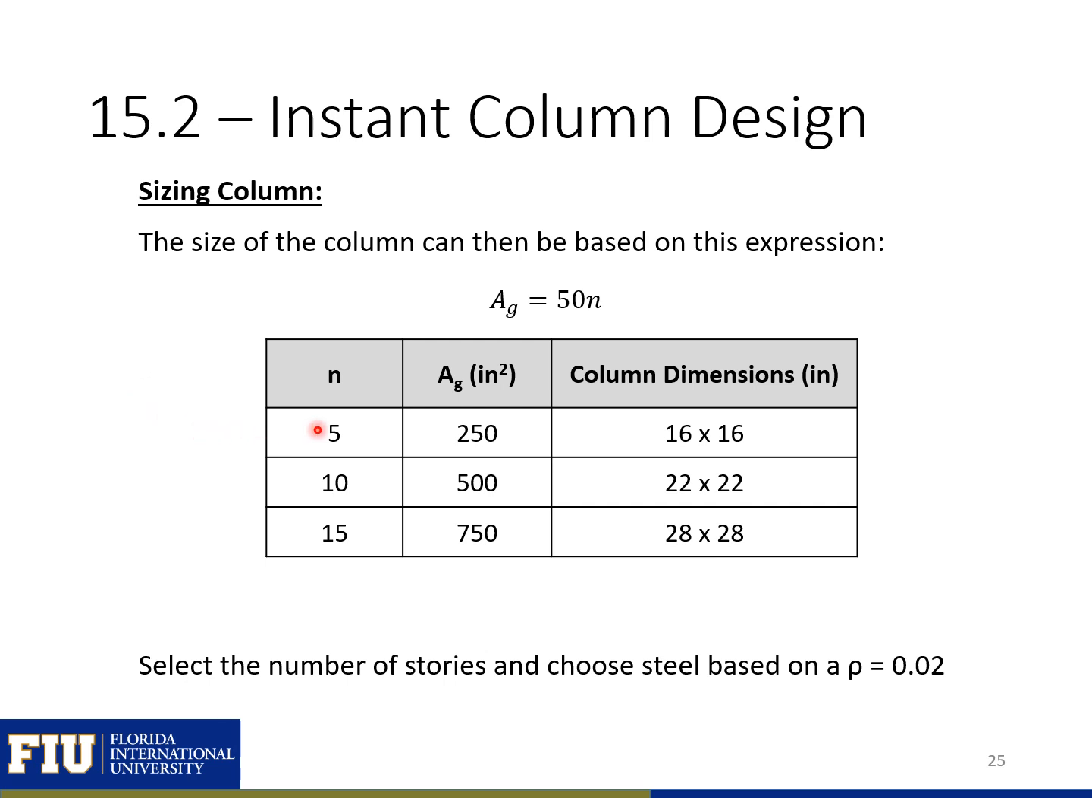So if we have 5 stories, we'll have a required gross area of 250 square inches. So our column dimension can be 16 by 16. For 10 stories, we'll need 500 square inches, so we'll start with a 22 by 22 inch column. And for 15 stories, we'll need a gross area of 750 square inches, so we can use a column that's 28 inches by 28 inches. So we can select the number of stories and with our area, we can choose our steel based on a rho about equal to 0.02.